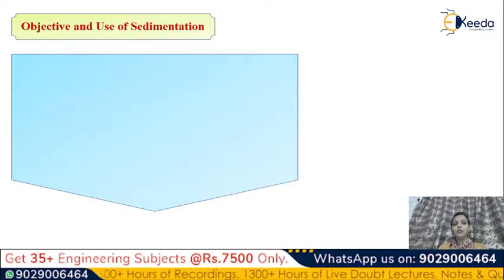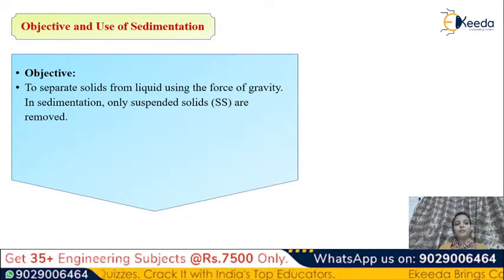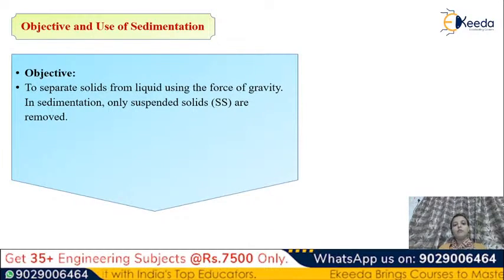So what are the objectives and uses of sedimentation? Why do we provide this sedimentation technique? And what will happen if we do not provide sedimentation at the beginning of the water treatment process? The first and important objective is to separate the solids from the liquid using the force of gravity. So gravitational force is the important factor. In sedimentation, we remove only suspended solids, represented by SS. Basically, we remove the suspended solids from the effluent water.